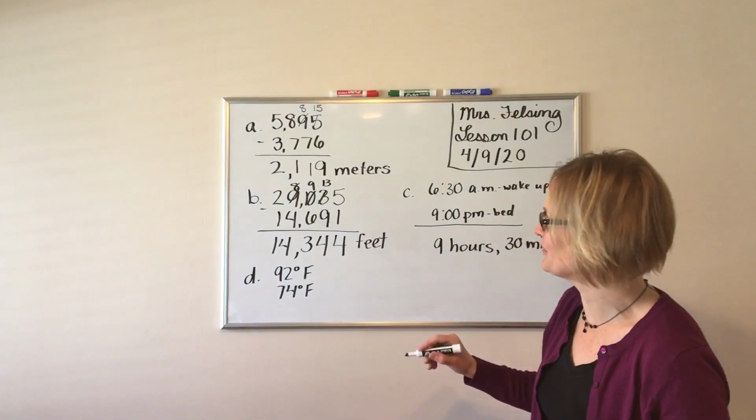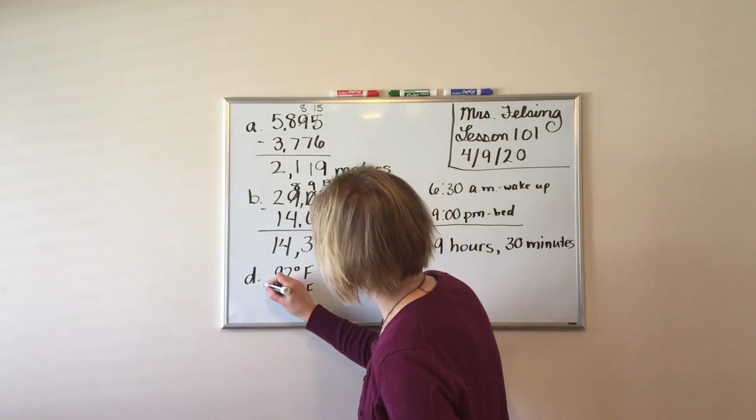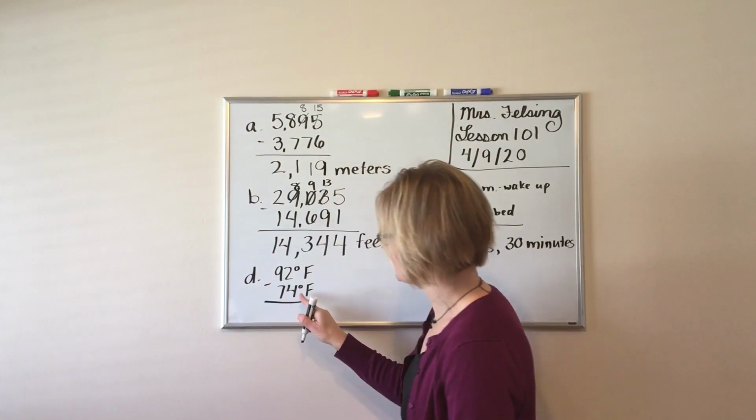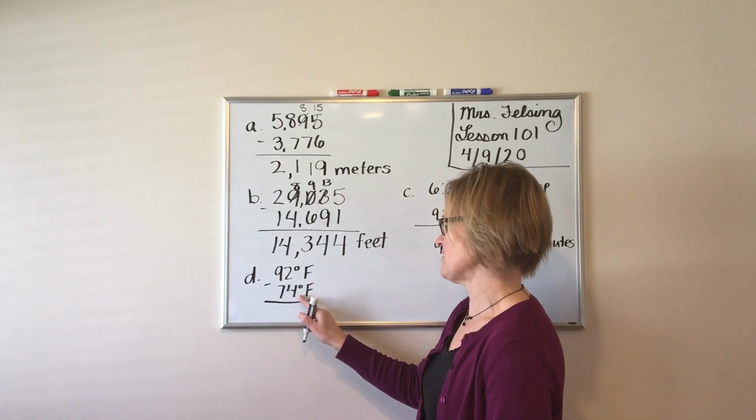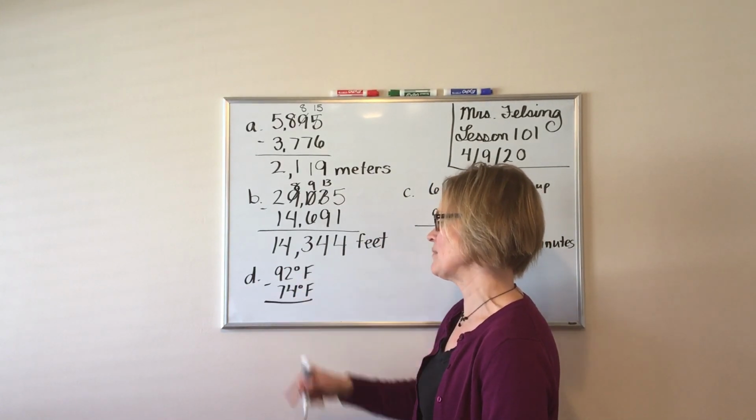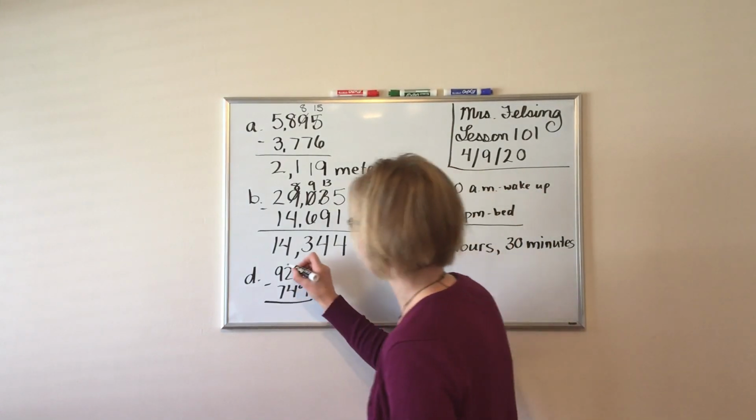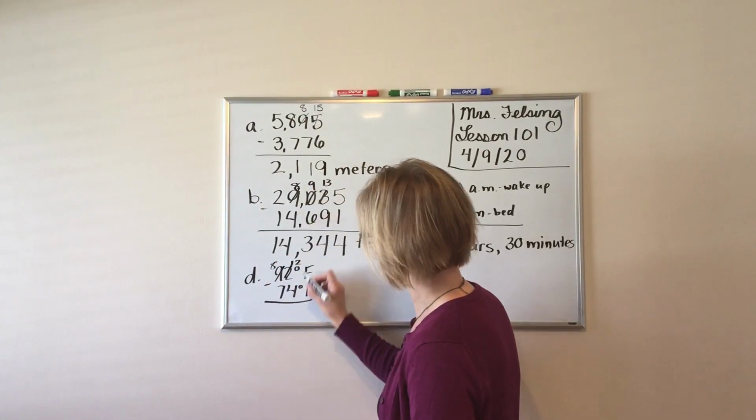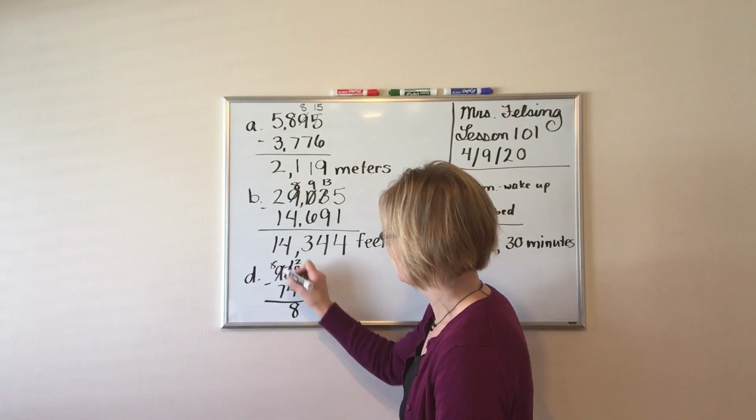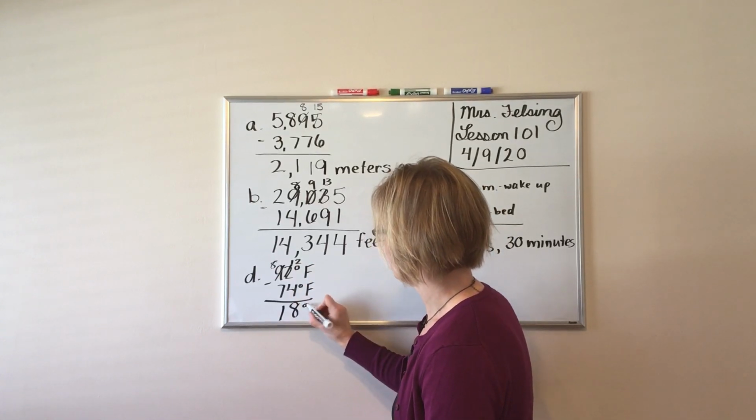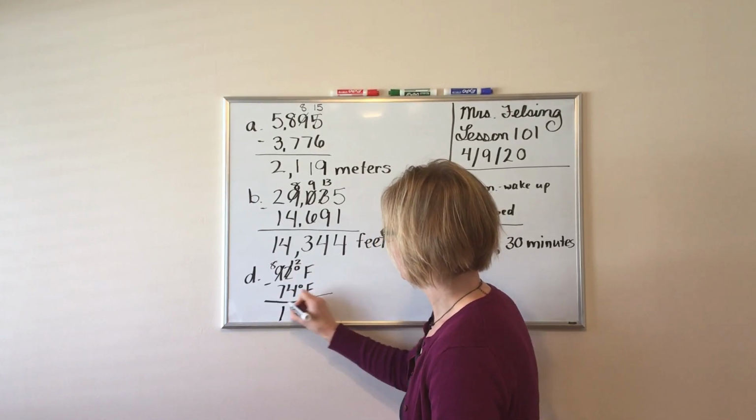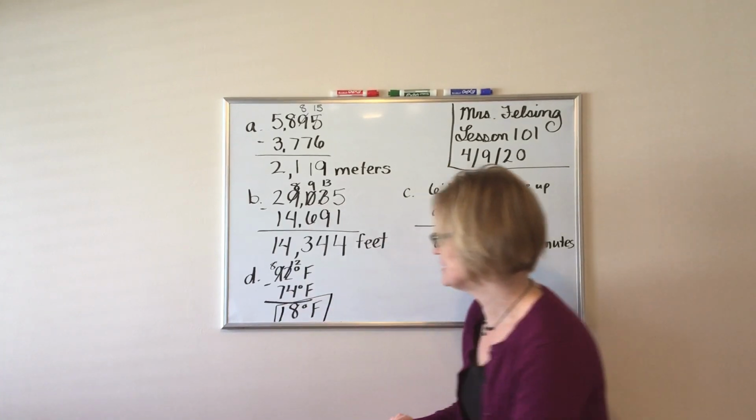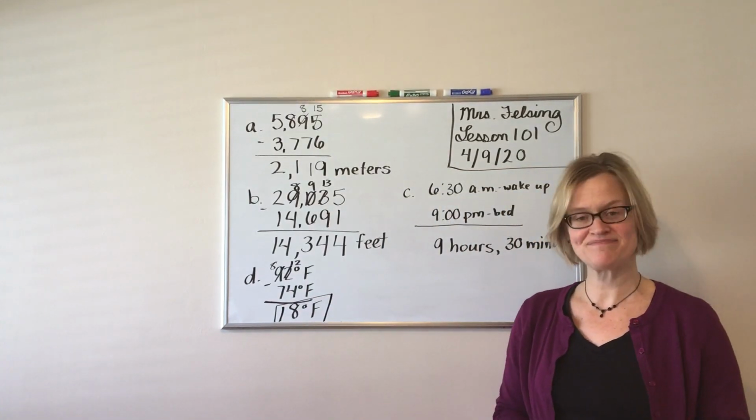All right, so we're gonna take a look at that. So we wanna see how much it changed. In other words, what did we have to add to 74 to get to 92? A way we can figure that out is subtraction. So I'm going to change that to an 8, this to a 12. 12 minus 4 is 8. 8 minus 7 is 1. And our answer would be 18 degrees Fahrenheit.